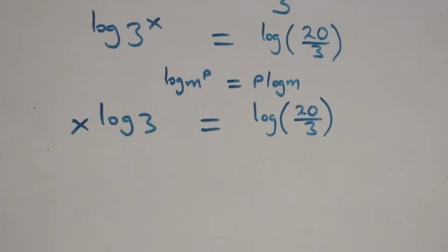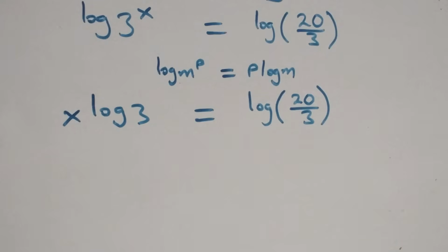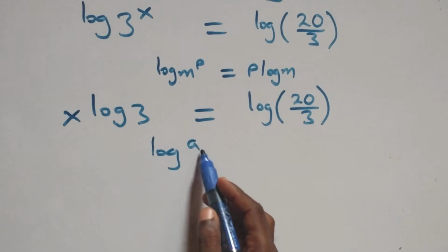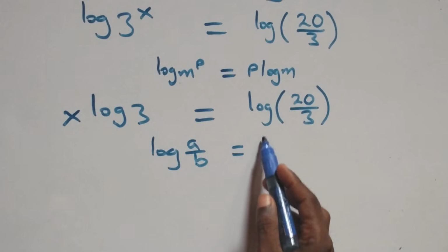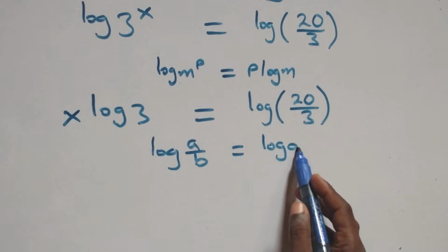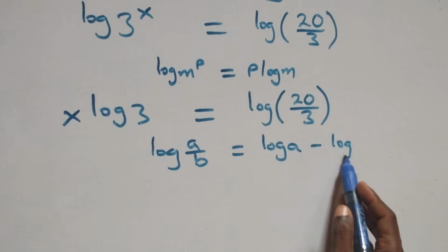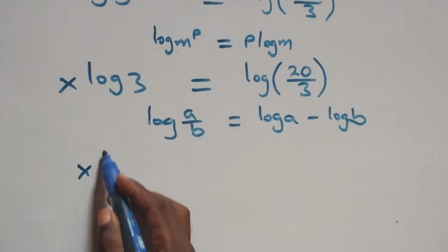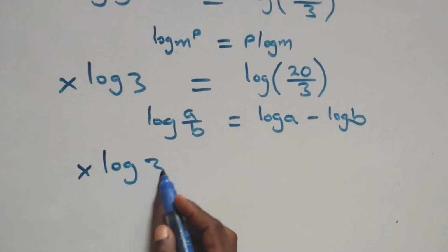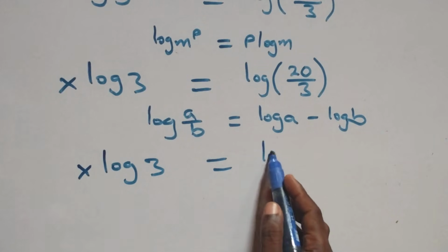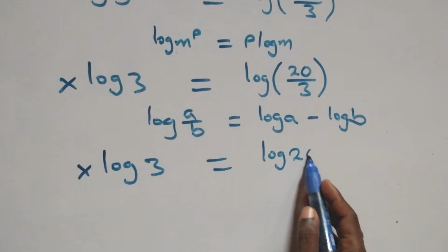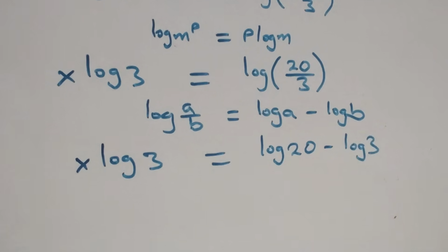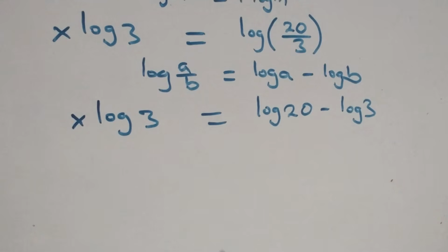Then from here we apply the law of logarithm. When we have log a over b, this is the same thing as log a minus log b. That is, here we have x log 3 equals log 20 minus log 3. From here, divide both sides by log 3.